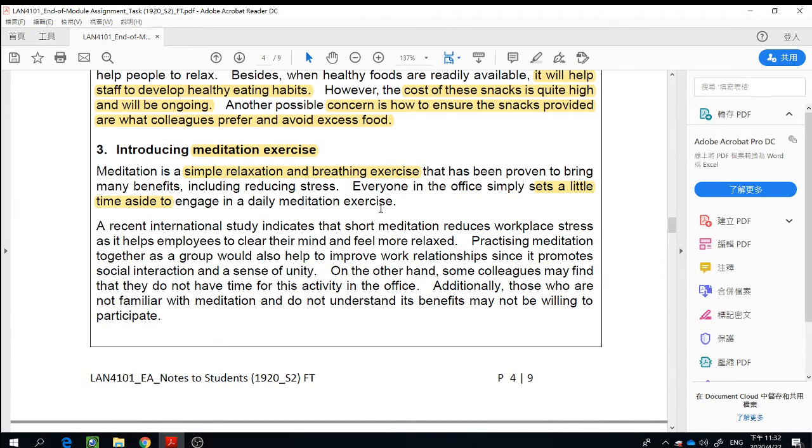And then what are the benefits? It can reduce workplace stress and help staff to clear their mind and feel more relaxed. All right, it could help to improve work relationships, as it promotes social interaction and a sense of unity. On the other hand, we're going to talk about the concerns.